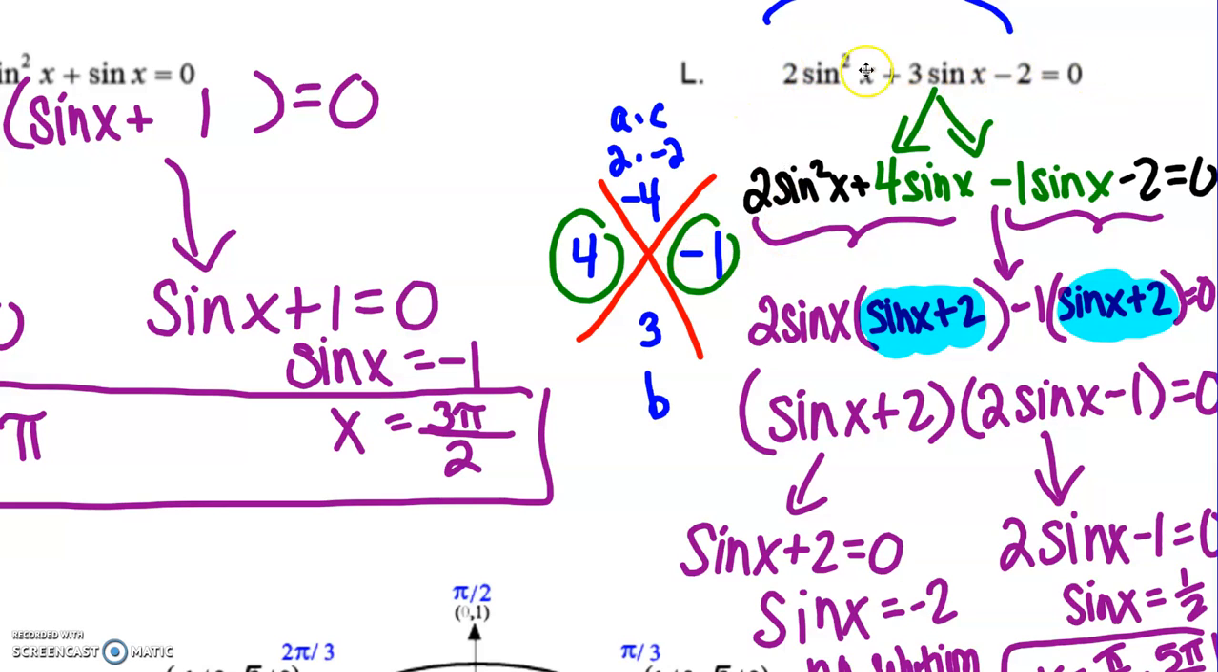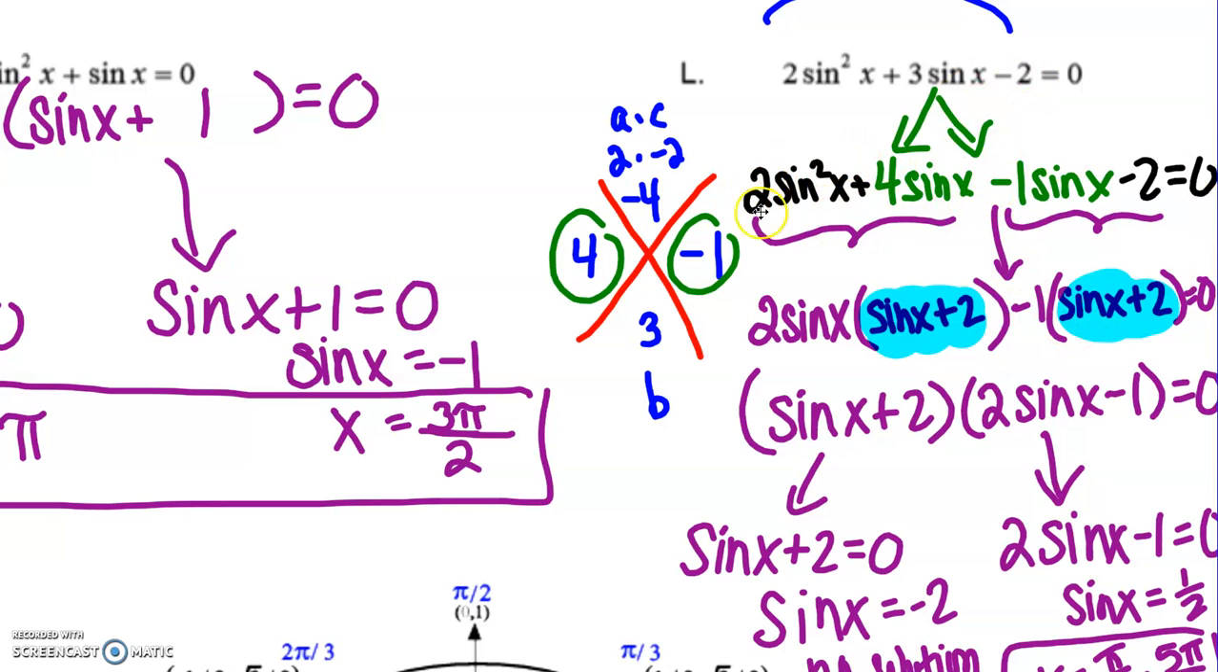Remember, the next thing you would do is rewrite this, and we change our middle term to use our two factors. So instead of writing 3 sine x, I write 4 sine x minus 1 sine x. That's the only thing that changes. Everything else stays the same.